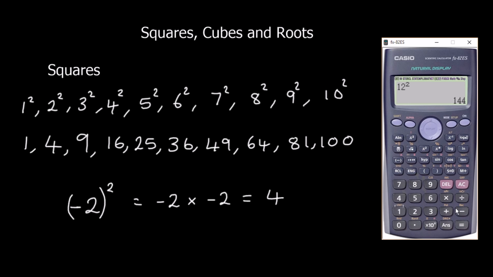On the calculator, if you type -2 squared, it gives you an answer of -4. That's because it thinks you mean take away 2 squared. So what you've actually got to do is write the -2 in brackets, then press squared, and that gives you the answer of 4.